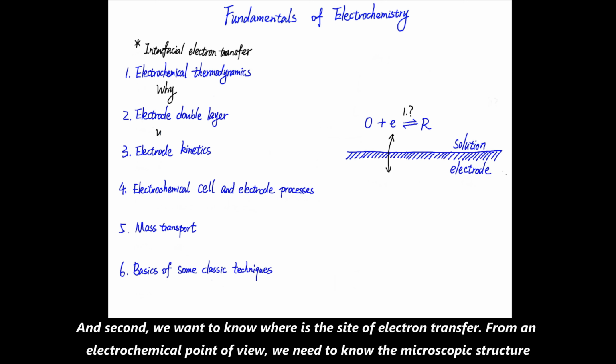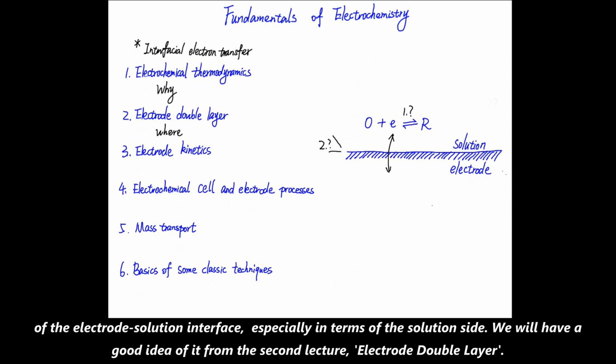And second, we want to know where is the site of electron transfer. From an electrochemical point of view, we need to know the microscopic structure of the electrode-solution interface, especially in terms of the solution side. And we will have a good idea of it from the second lecture, Electrode Double Layer.